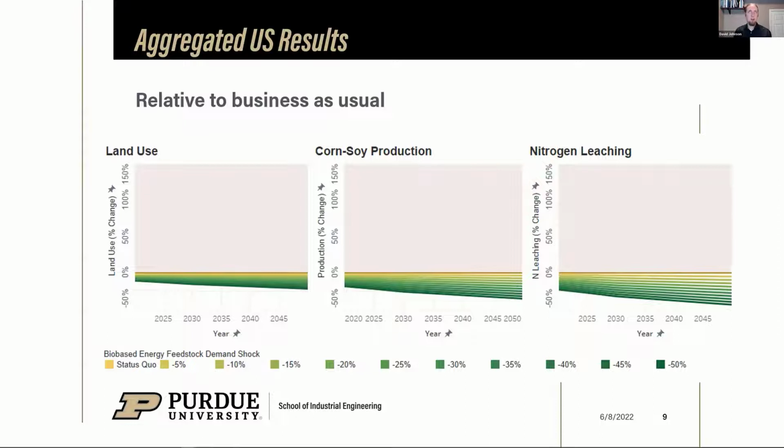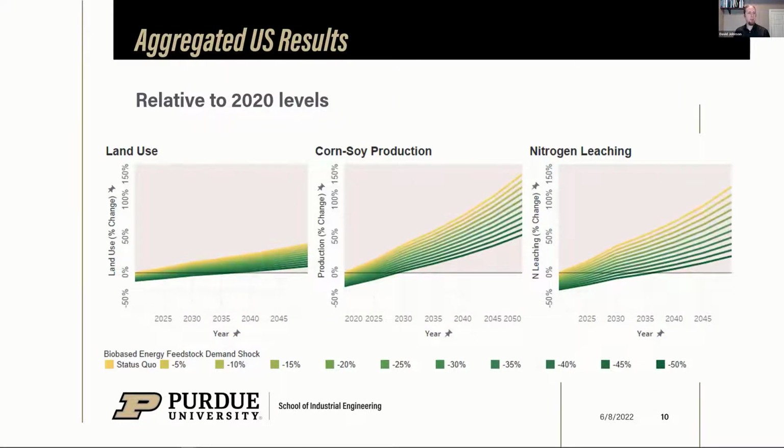Since I was kind of initially thinking about this experiment in terms of analyzing the potential for RFS2 repeal to contribute to meeting the hypoxia task force goal in the Gulf of Mexico, I'm going to focus in some of the later slides more on the nitrogen leaching, but keep in mind that the corn soy production tracks nitrogen leaching pretty closely in terms of both the spatial patterns as well as the absolute and relative changes.